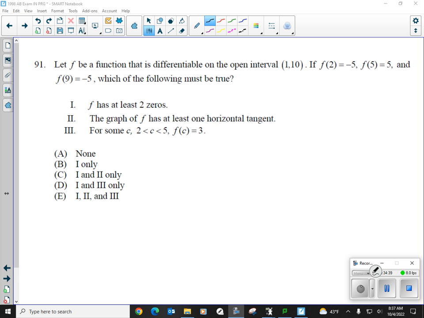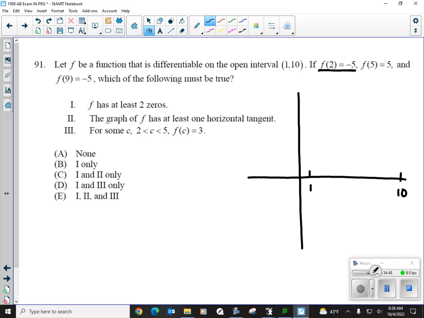I'm just going to sketch this out a little bit. Here's 1, here's 10. If f of 2 is -5, here's 2, here's -5. I'm plotting this point. Remember, this is a coordinate. X is 2, y is -5. When x is 5, y is 5. So here's 5, 5. So I'm plotting the next one.